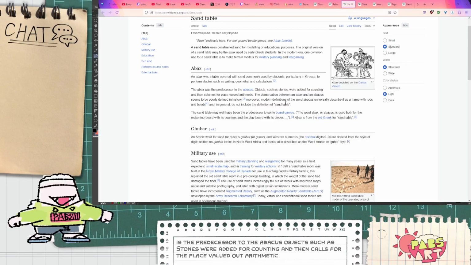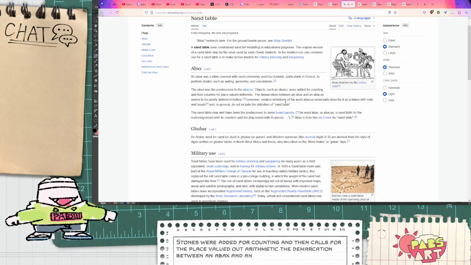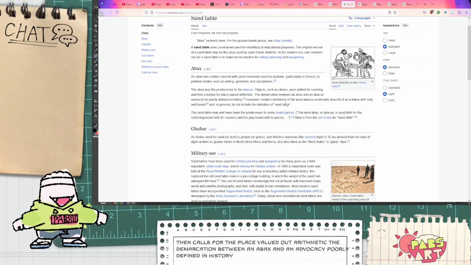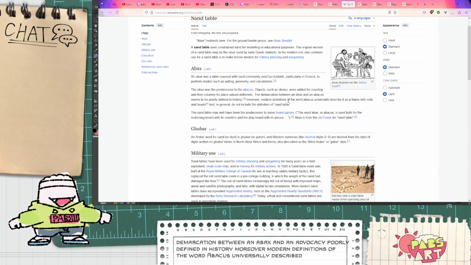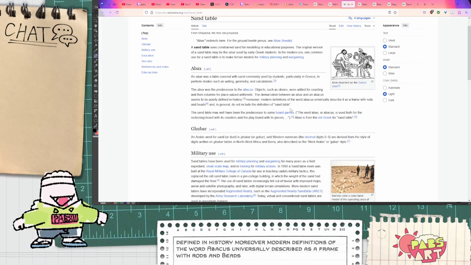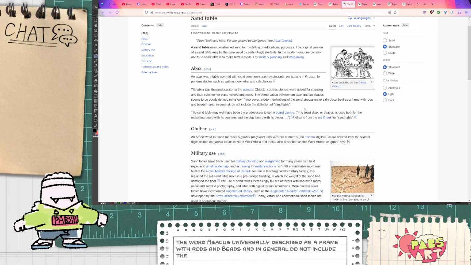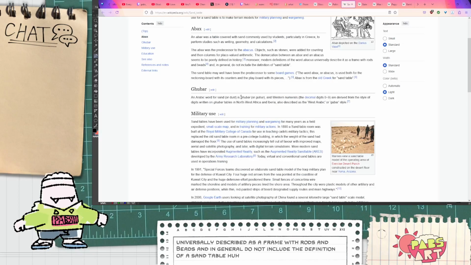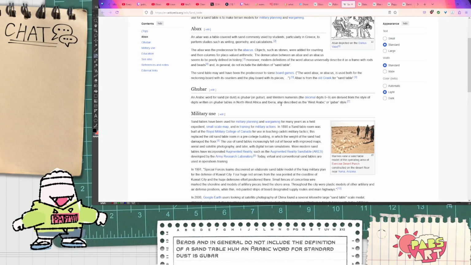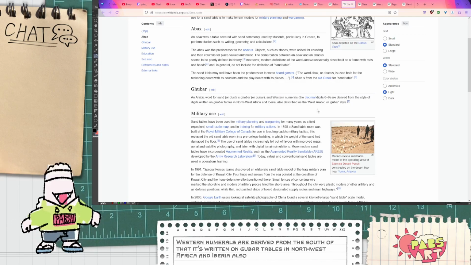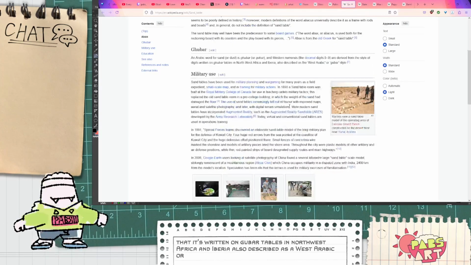The demarcation between an abax and an abacus seems to be poorly defined in history. Moreover, modern definitions of the word abacus universally describe it as a frame with rods and beads, and, in general, do not include the definition of a sand table. Huh. An Arabic word for sand or dust is gubar, and Western numerals are derived from the style of digits written on gubar tables in Northwest Africa and Iberia, also described as a West Arabic or gubar style.